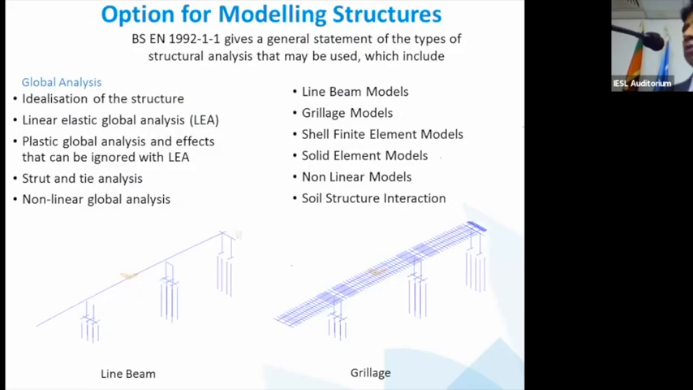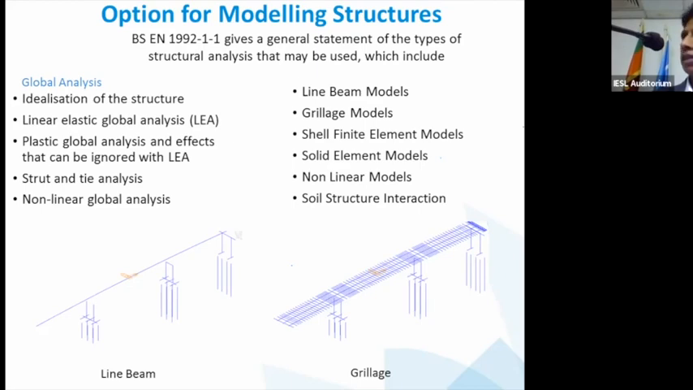So when it comes to modeling of structures, I think the reports give good guidance. If you look at Eurocode 1992 Part 1, it gives the global analysis aspects and idealization of structures, and some guidelines are there. You can choose the appropriate one here. On your right-hand side, you have line beam models, grillage models, and so on, depending on the complexity. But for this instance, we chose two: a line beam and a grillage.